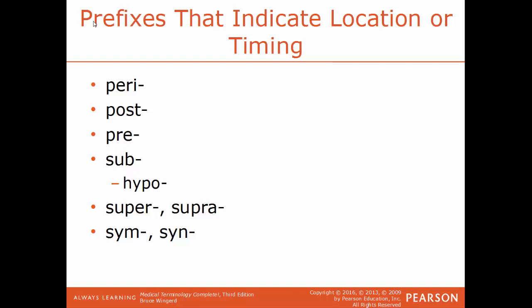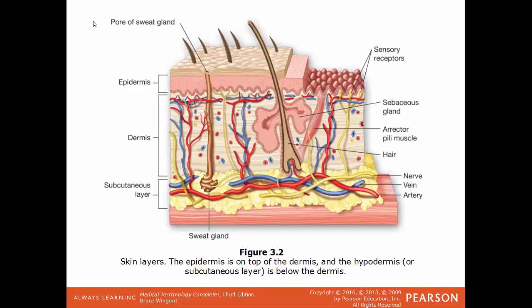And the last two on here are sim and sin. They both mean either together or with. Alright, here's a standard image of the various layers of the skin. You have the epidermis, dermis, and the subcutaneous layer, also called the hypodermis. So starting with the root word dermis, we talked about in a previous video, you add the prefix epi to it: epidermis, the layer of skin above this layer. So it's the layer of skin that we see with our eyes.